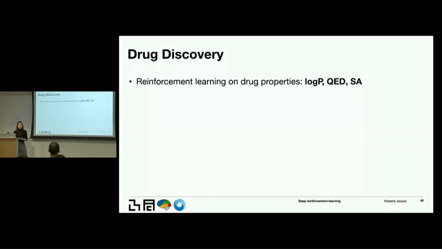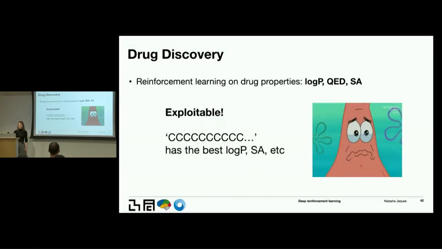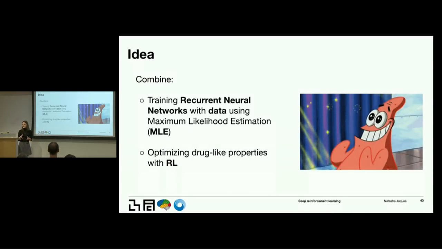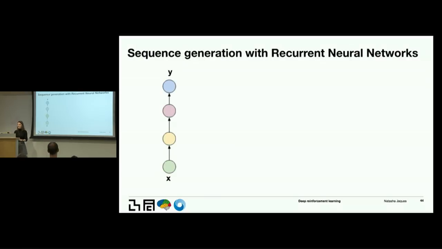So we want to do reinforcement learning on these drug-like properties, maybe like this log P score. But the sad thing is that these are exploitable. The ultimate log P score can be obtained by just spamming carbon, carbon, carbon, carbon, carbon, carbon. So you get a very high score for just doing CCCCC. So we can't just do reinforcement learning on its own, because we wouldn't get very interesting sequences. So what can we do? What we're going to do is combine training these recurrent neural networks on data using maximum likelihood estimation, so training a sequence model as in prior work, and then we're going to use transfer learning to transfer from that to optimizing with reinforcement learning.